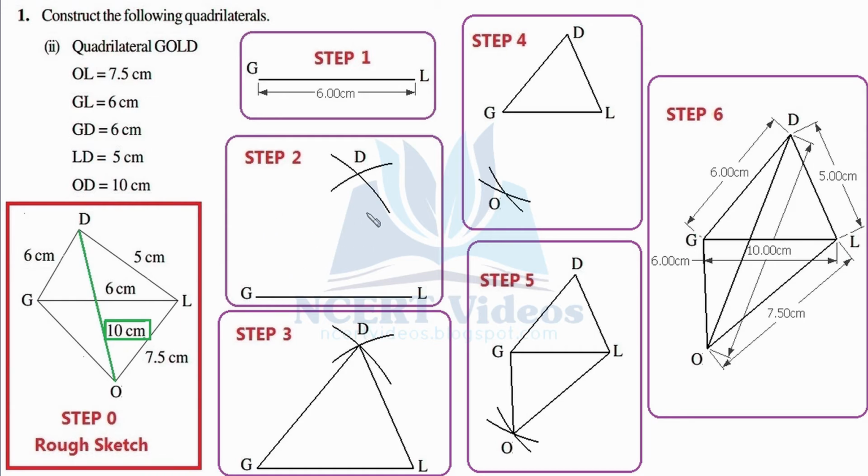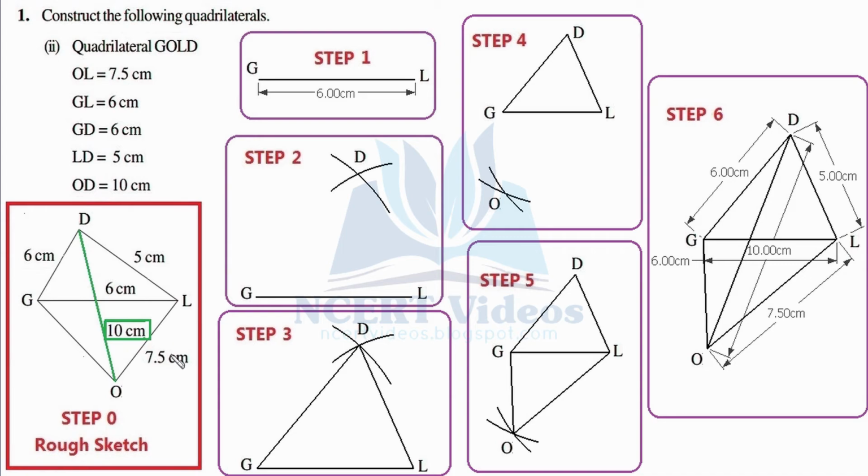Now in step 3rd, it is just a matter to connect this newly found vertex D with vertex G and L using ruler. The same has been done in step number 3rd. Pause it and try to construct it by your own. In step number 4, we need to find this point O. Well, it is 10 centimeter away from this vertex D and 7.5 centimeter away from vertex L.